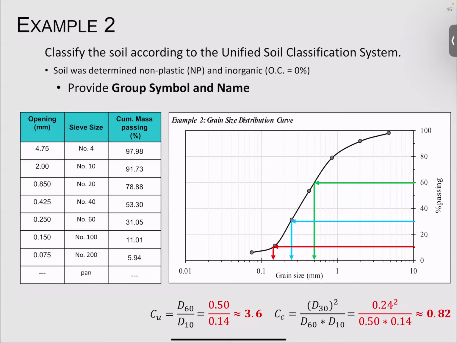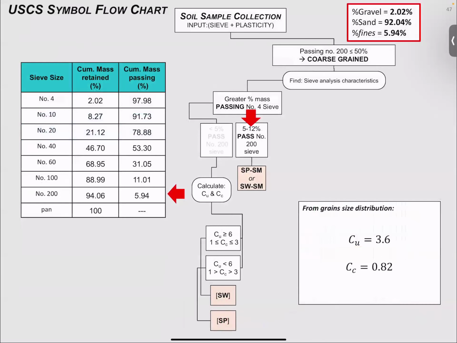So then from that, they were like, all right, what are going to be the ranges? And some random engineer in the corner was like, let's just set it this way. And they're like, okay, that's fine. So that's what they did. They have these values here where if our CU is greater than 6, and our CC is in between 1 and 3, then we call that a well-graded material. If our CU is less than 6, and our CC is either less than 1 or greater than 3, so it's out of that range, then that will become a poorly graded material.